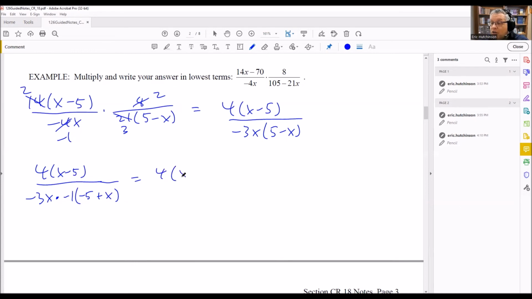Let's rewrite it. So we're going to have negative 3x times negative 1 is positive 3, so positive 3x. And if I rewrite this, I have a positive x and then a minus 5. So now we see that we can cancel out the x minus 5s, and the answer is going to be 4 over 3x.